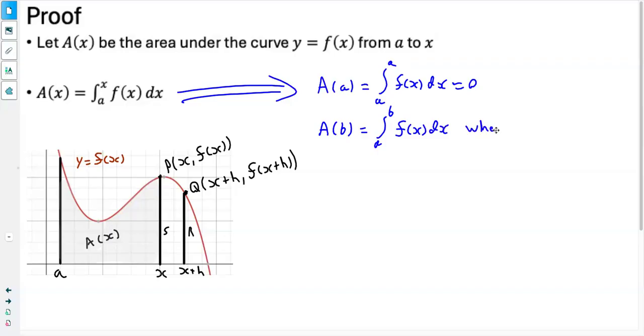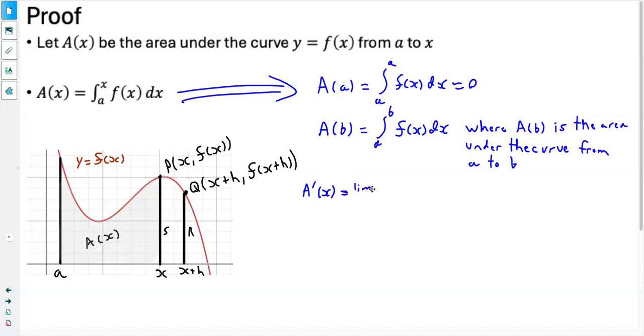and where AB is the area under the curve from A to B, we can then say that A prime of x is equal to our limit as h goes to 0 of A of x plus h minus A of x over h. Now this comes from our definition of the derivative.